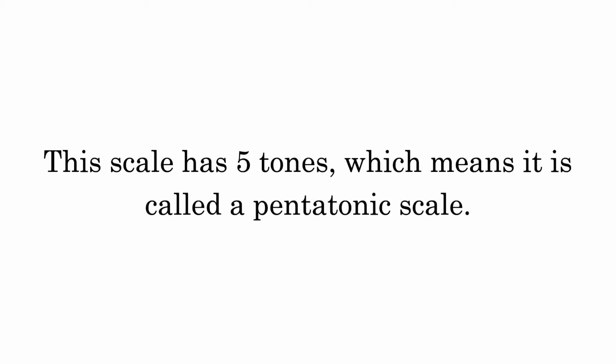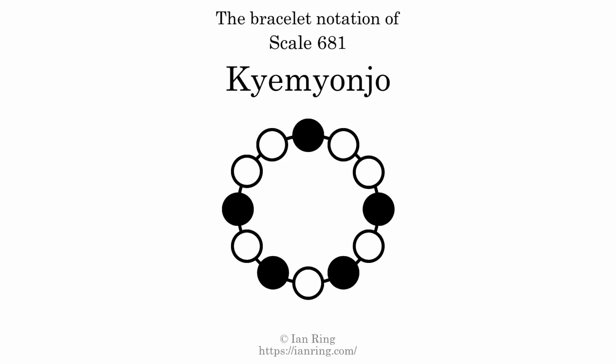This scale has 5 tones, which means it is called a pentatonic scale. This is a bracelet notation diagram of scale 681. The shaded circles represent tones that appear in the scale, and they are read clockwise, starting at the top.